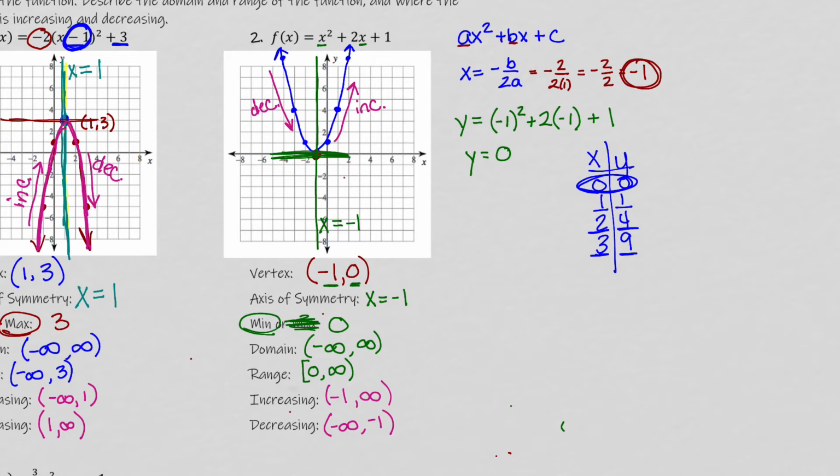I feel like I was supposed to label something else. You were. You're supposed to label your vertex. Sorry about that. Negative 1, 0. I labeled it on my graph. Okay, let's go on to number 3.